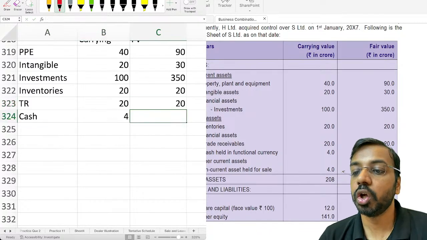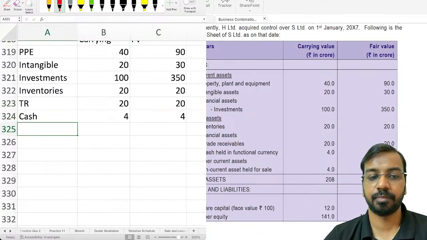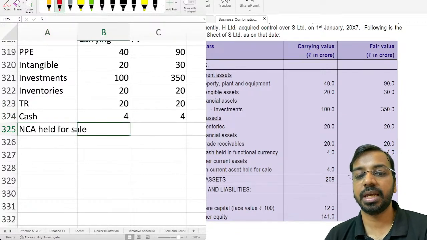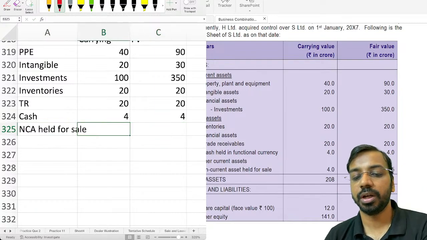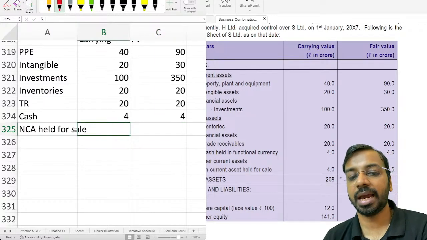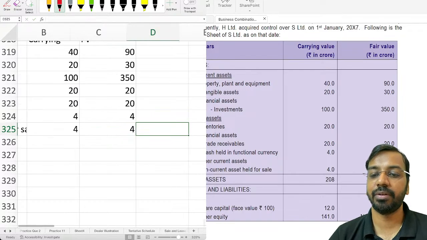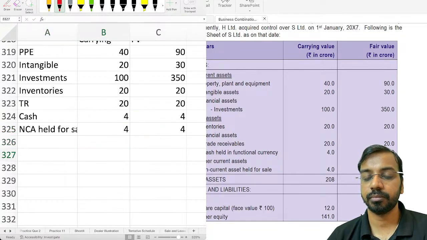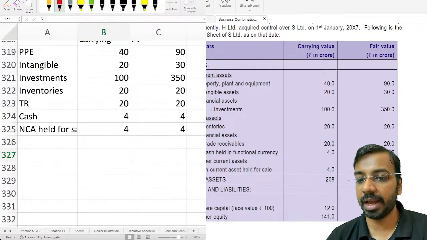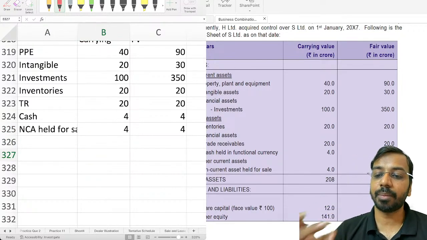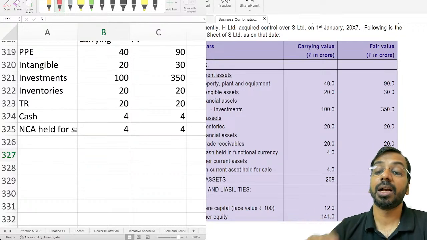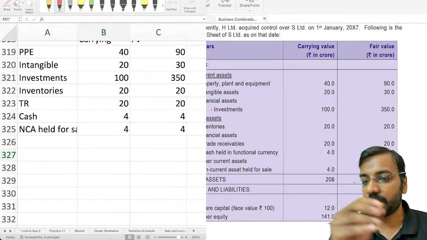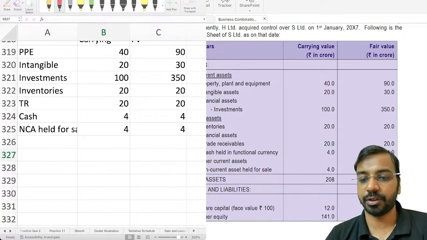Okay. Then non-current asset held for sale. Please remember, non-current asset held for sale is not taken at fair value. It is taken at fair value less cost to sell. So it will be 4 only. So here also there will not be any difference, right? So that is on the date of acquisition. Now there is a customer relationship which we need to check. We got to know about the customer relationship subsequently. We did not know on 1st of January. So that part we will have to ignore on 1st of January, right?